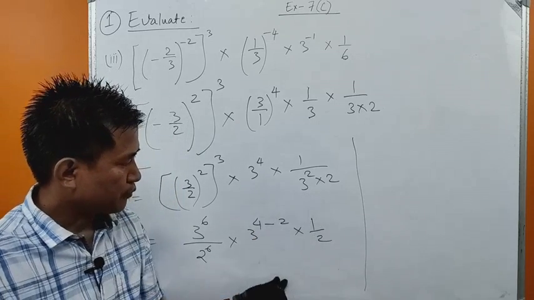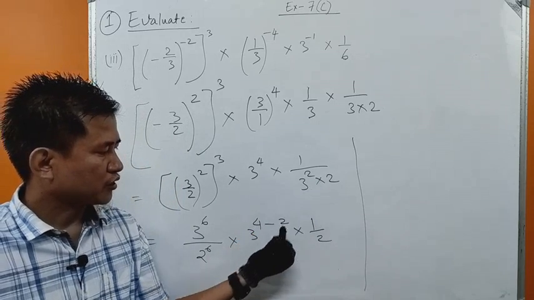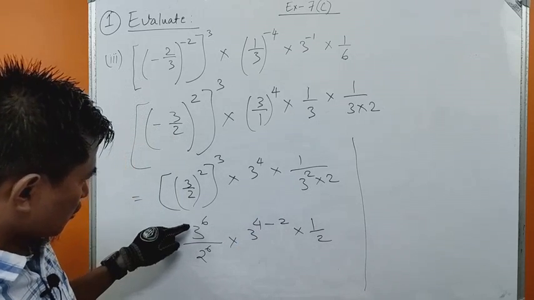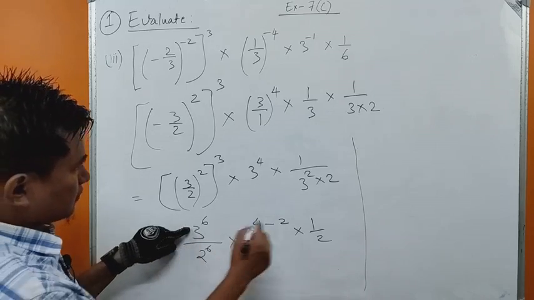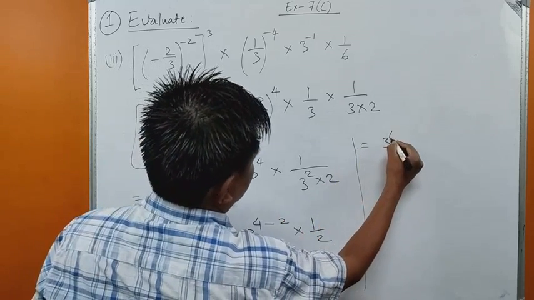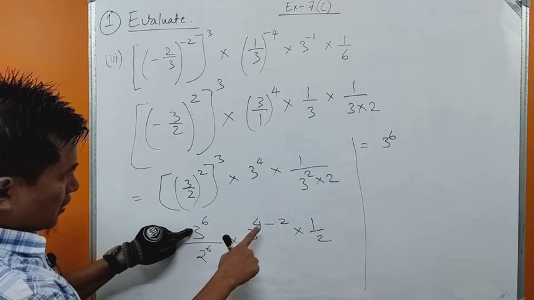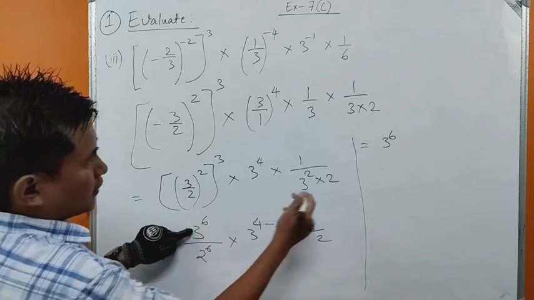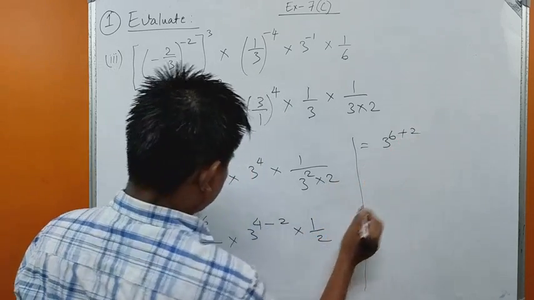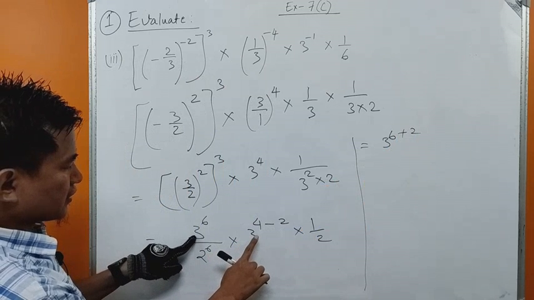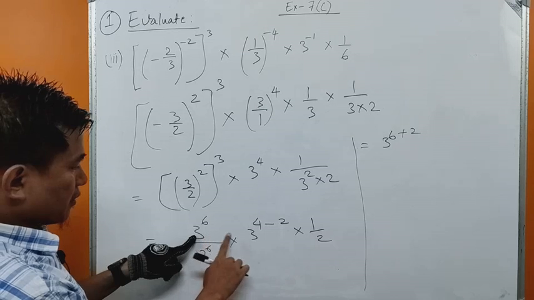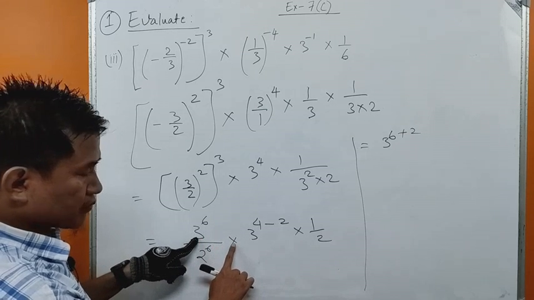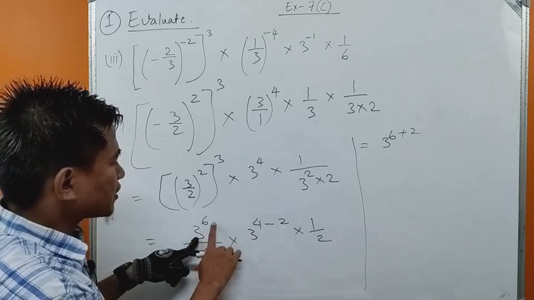This 3 squared, if you bring it to the numerator, the sign of the power changes to minus 2, and we have to subtract the powers, isn't it? So we have 3 to the power 6, 4 minus 2 is 2, 3 squared, 6 and 2. We must add the powers, because it's the same base 3 and 3, and these numbers are being multiplied. If the bases are equal and there is a multiplication sign between them, we must add up the powers.